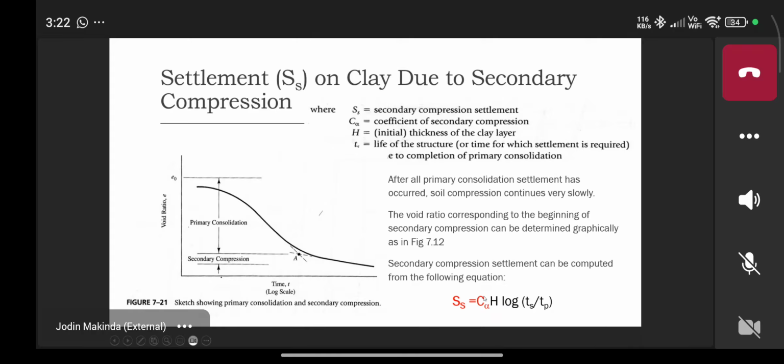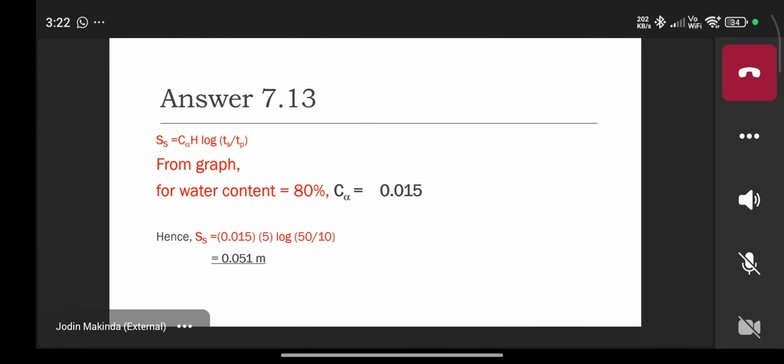But remember, we are given the water content. Therefore, from the graph here, water content 80%, the coefficient is 0.015. Yeah, from the graph. Water content 80%, the coefficient of secondary compression is 0.015. Therefore, from year 10 until year 50, the secondary compression Ss is 0.051.